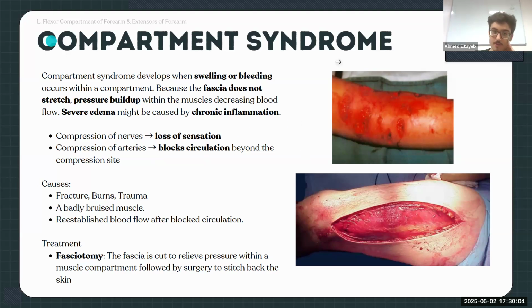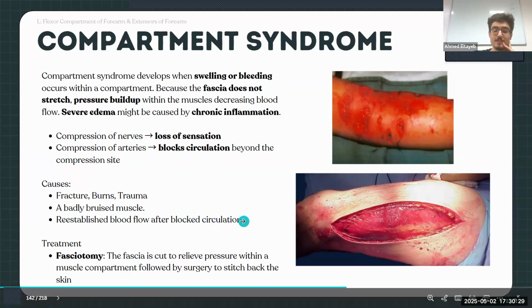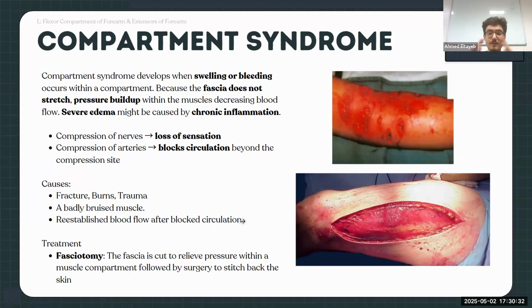What causes compartment syndrome? Many things. It could be a fracture, burns, or trauma. It could be a very badly bruised muscle that causes a blood vessel to rupture, and then you're going to have edema. It can even be reestablished blood flow after circulation was blocked for a long time. God forbid, if you haven't been mobilized and you're just sitting there in a coma or something, your blood supply isn't really reaching places. So if you suddenly increase the pressure there, you're going to cause edema, and some kind of rupture. That can also lead to compartment syndrome.